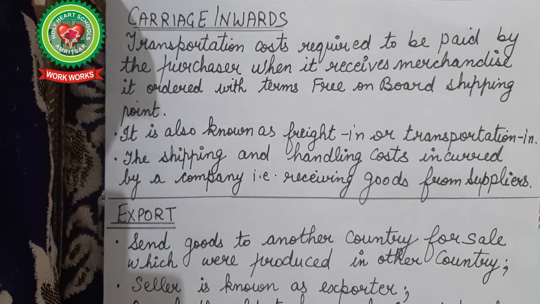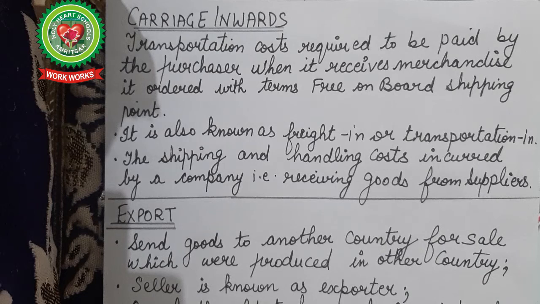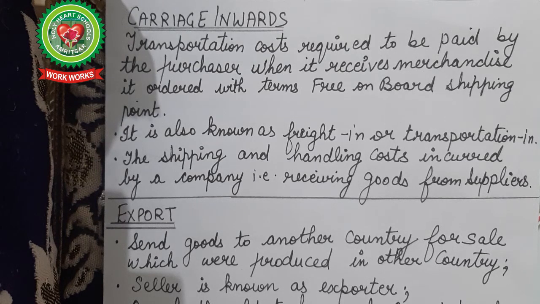So next we will discuss carriage inward. In simple language, what does it mean? I buy goods and get them transported. For getting them transported, I have to pay some fare, transportation charges. So all the transportation charges from the place of the manufacturer to the person who is buying it, whether a retailer, a consumer or a wholesaler, that is called carriage inward. You are bringing goods in. That's why it is called carriage inward.